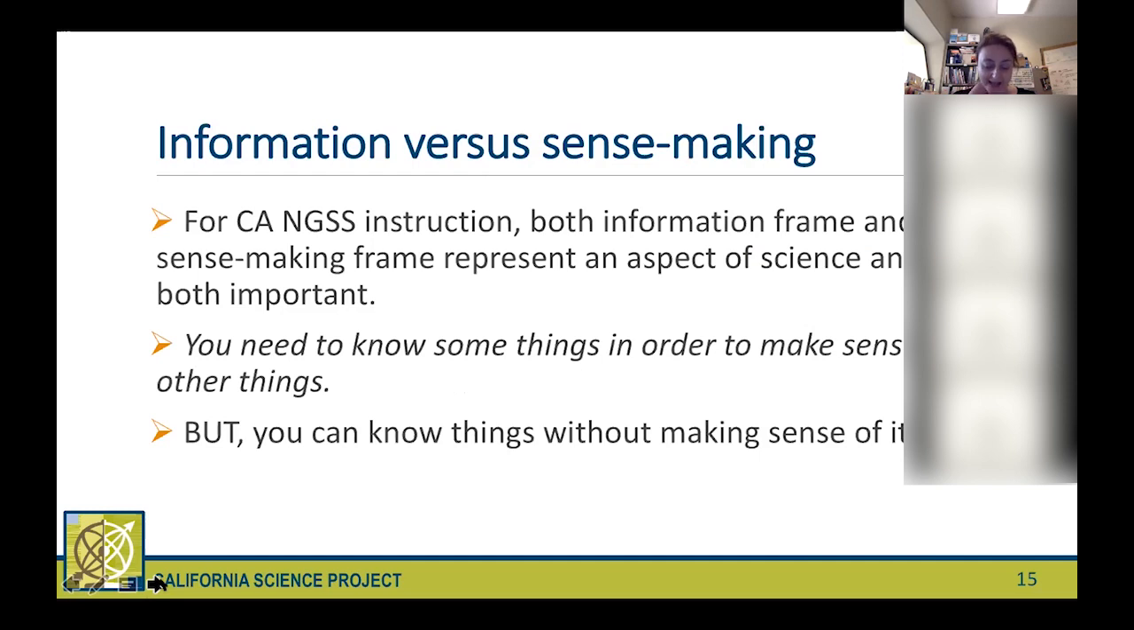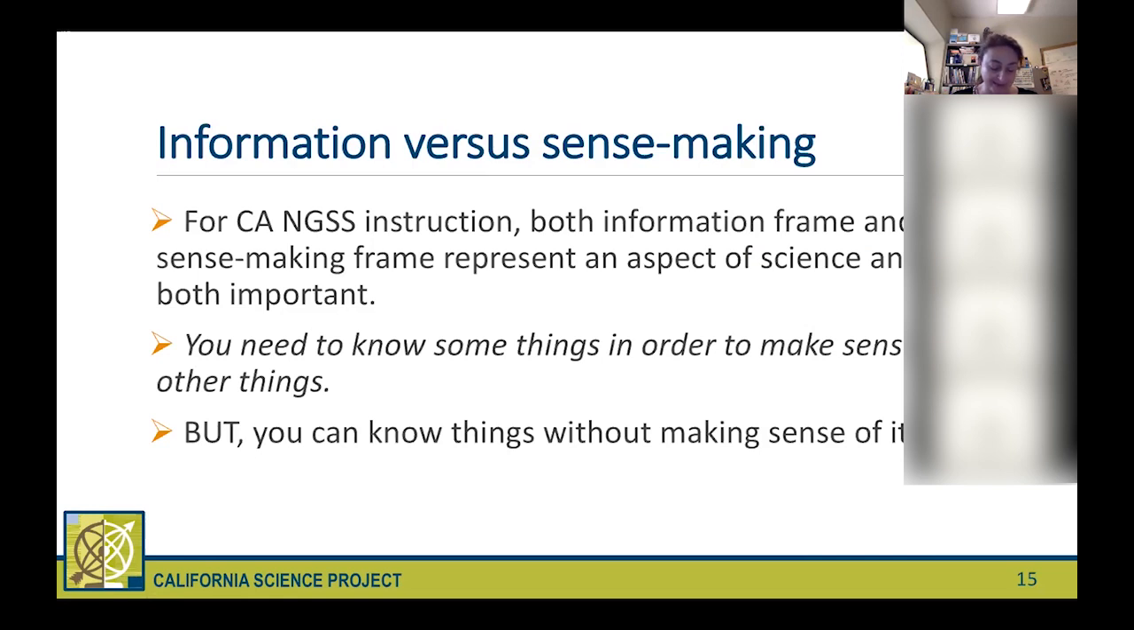So one aspect that I would like to really make clear is that when we are thinking about California NGSS instruction, we do need to have both frames. The sense-making frame, where the students are at the center of our instruction, but we do still have an important role of providing some information to students directly.